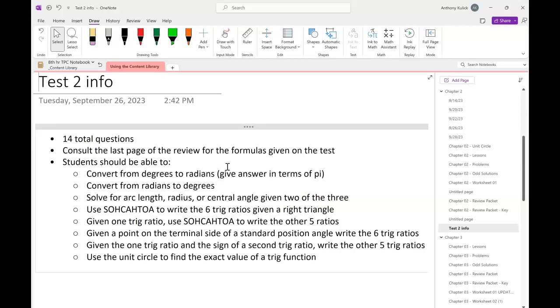Given a point on the terminal side of a standard position angle, you should be able to write the 6 trig ratios. Given 1 trig ratio and the sign of a second ratio, you should be able to write the other 5 ratios. And you should be able to use the unit circle to find the exact value of a trig function. Any questions about what I mean by any of that stuff? Maura? Okay.